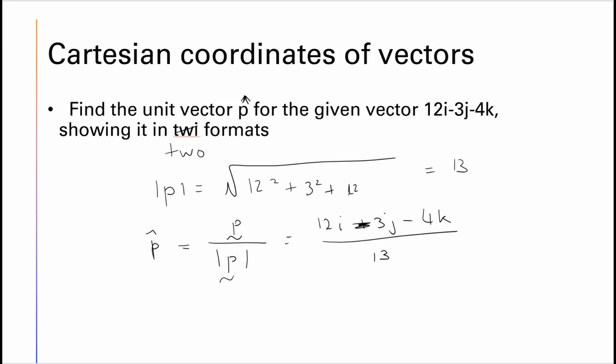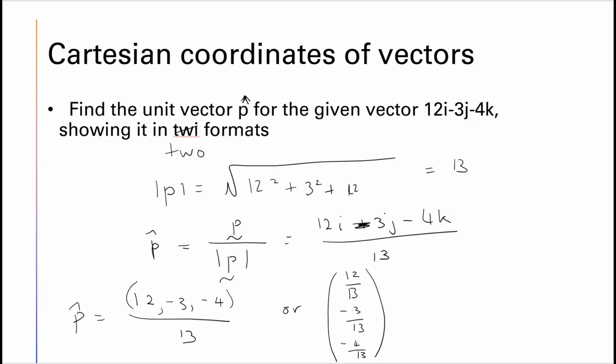And we can write that as (12, negative 3, negative 4) over 13, or just straight out 12 over 13, negative 3 over 13 and negative 4 over 13, and it's as a column vector.